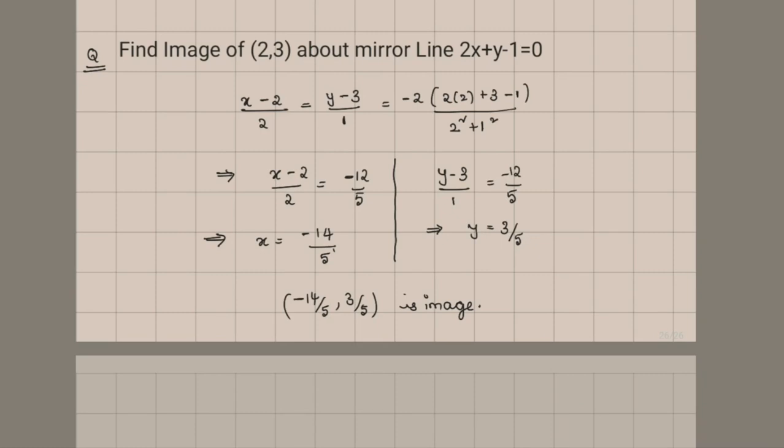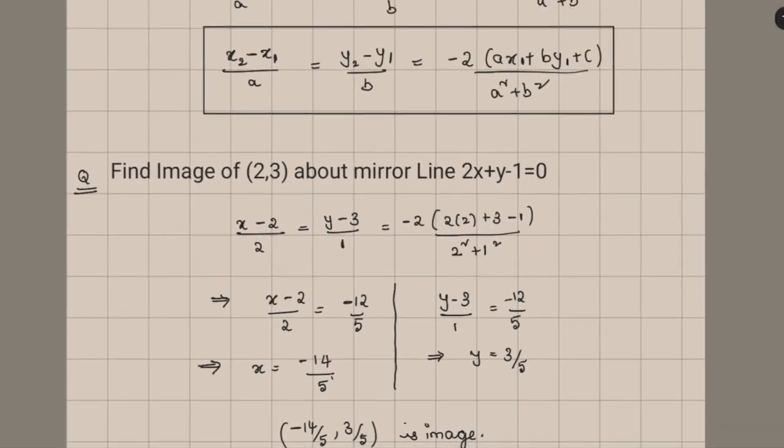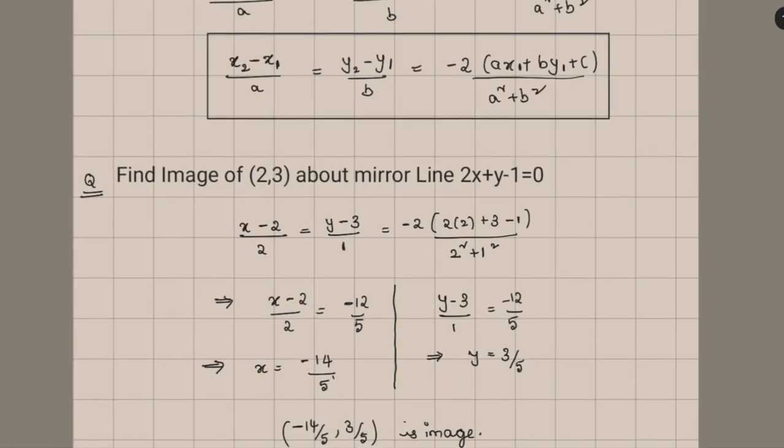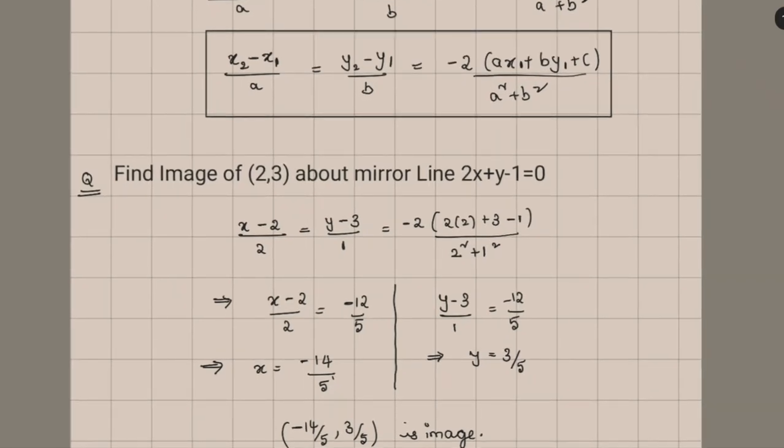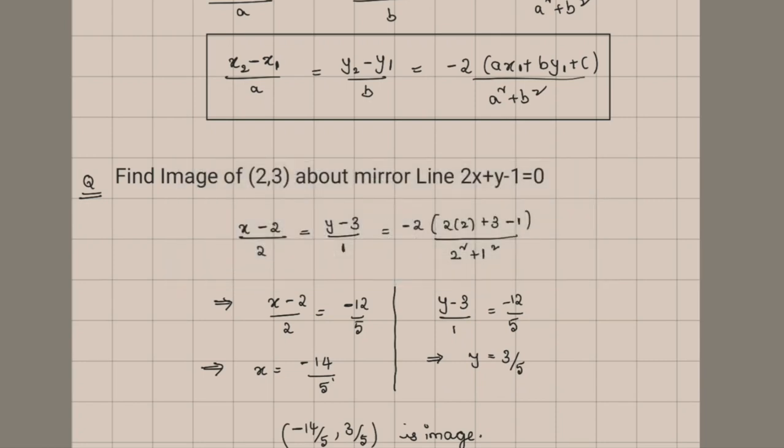Okay, let's do a problem. Find the image of (2, 3) about the mirror line 2x + y - 1 = 0. Just substitute the point (2, 3) in the equation which we got here.